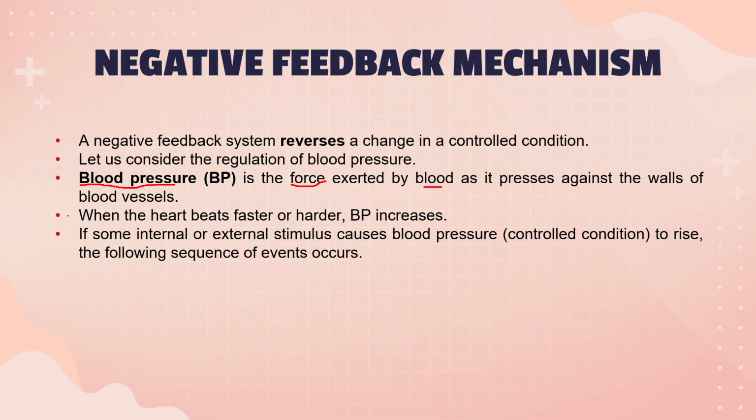Okay, so in the negative feedback system, we have seen the definition of negative feedback system. What is it? It reduces the stimulus, right? So here blood pressure regulation is an example. Now for blood pressure regulation, we have taken increasing blood pressure. As the blood pressure increases, it means the pressure exerted by blood on the walls of the blood vessel increases.